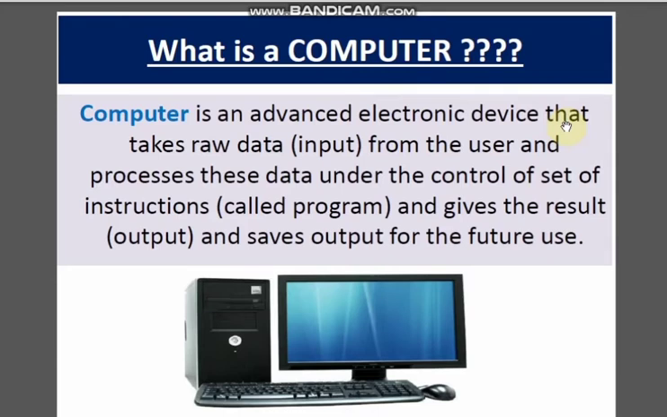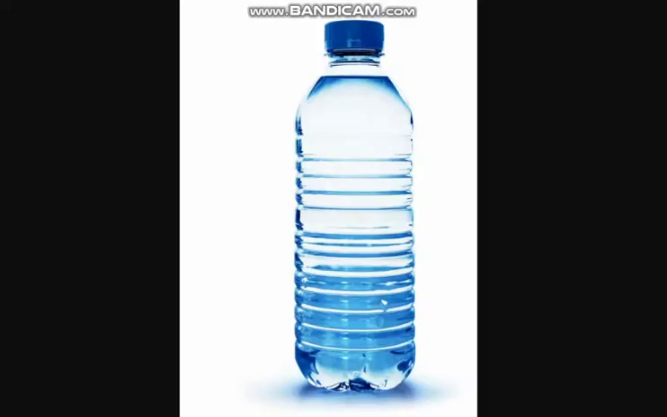What is a computer? Yes, the first question which comes to our mind is, what is a computer? A computer is an advanced electronic device that takes raw data or input from the user and processes this data under the control of a set of instructions. These set of instructions are called a program, and it gives the result, the output, and saves output for future use.